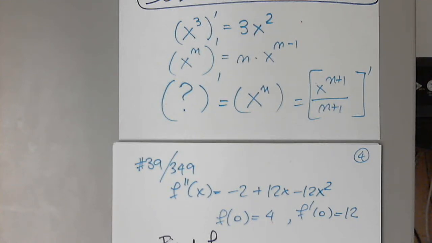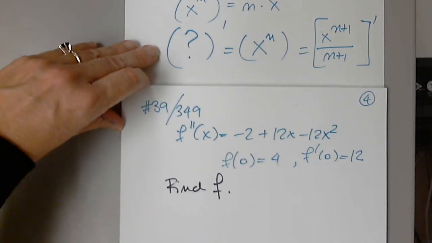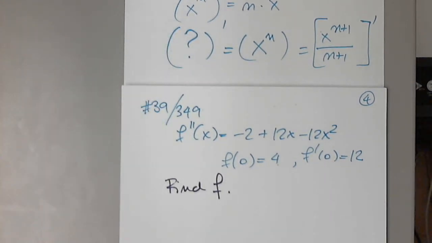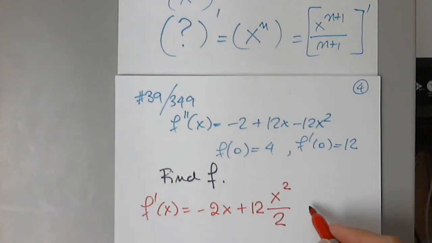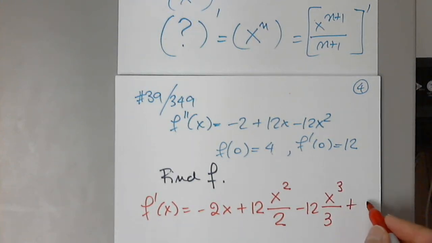Okay, ready? We have to find the first derivative first. Which function prime is negative 2? The answer is negative 2x plus 12. We increase the power and we divide by the result. Plus C, or C1.